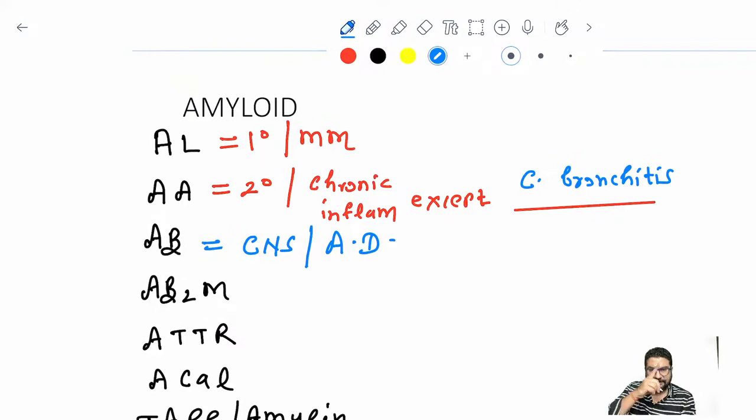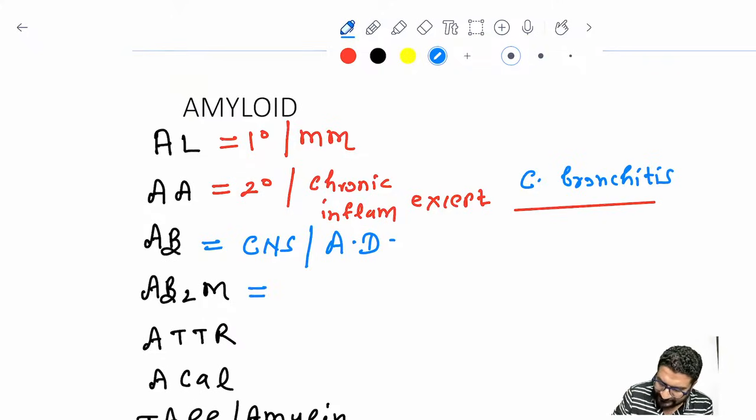CV waveform means, look, C and V will fuse together. So what we see, C is a positive wave, then A, C, V, these are the JVP waves. A wave, C wave, V wave. So C and V will fuse together and look the same. We call it CV waveform.